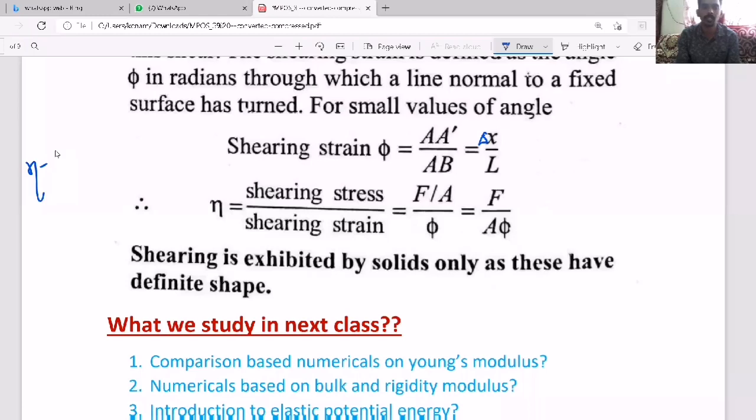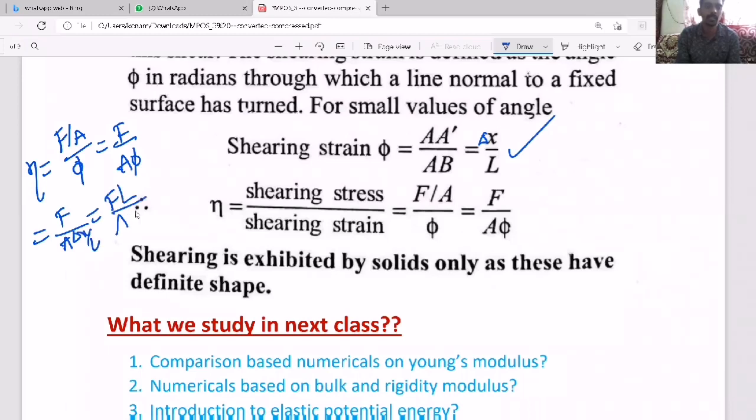Then the rigidity modulus will become shear stress, which is nothing but force by area, divided by theta or phi. So F by A into phi, where phi equals delta x by L. So if you substitute, F by A into delta x by L, it will become FL by A delta x. So this is the rigidity modulus.